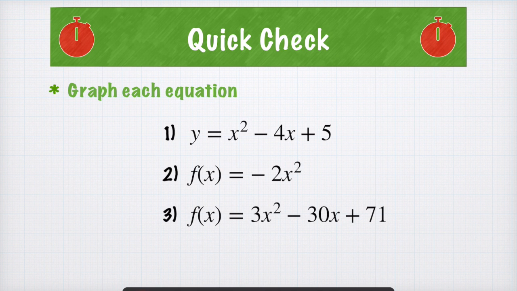So now I want you to do a quick check, and I want you to graph each of these equations. They're all in standard form, even number 2, which looks really scary, but remember it's actually plus 0x plus 0. That's the same way where if you add 0 to it, you're not doing anything, but it helps us understand what's going on. So go ahead and graph each of these equations and check them in Desmos.